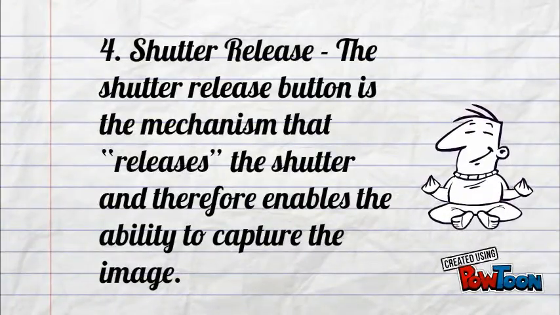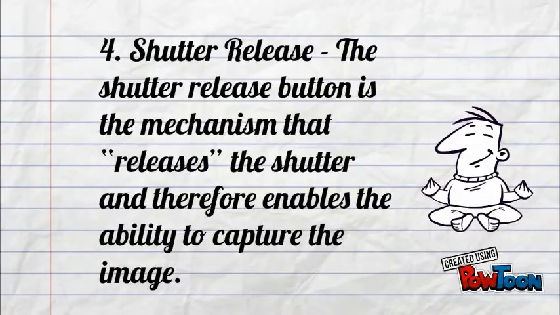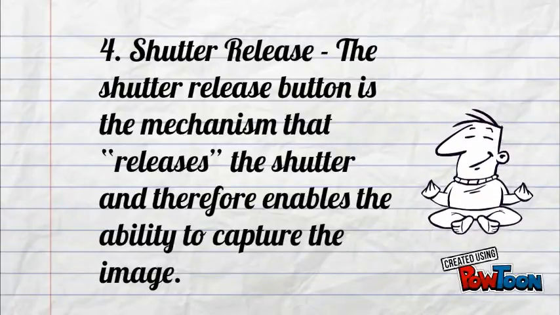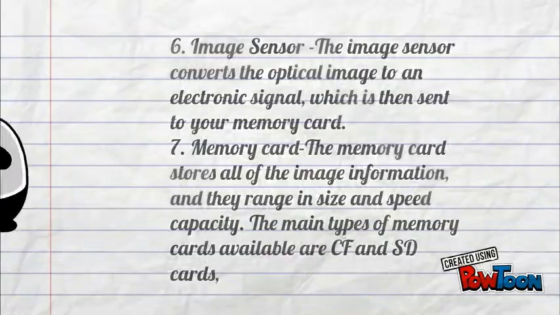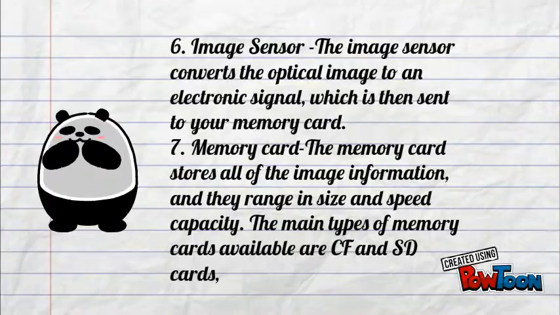Shutter release. The shutter release button is the mechanism that releases the shutter and therefore enables the ability to capture the image. Aperture. The aperture affects the image's exposure by changing the diameter of the lens opening, which controls the amount of light reaching the image sensor. Although some digital compacts will have a fixed aperture lens, most of today's compact cameras have at least a small aperture range. Image sensor. The image sensor converts the optical image to an electrical signal, which is then sent to your memory card.